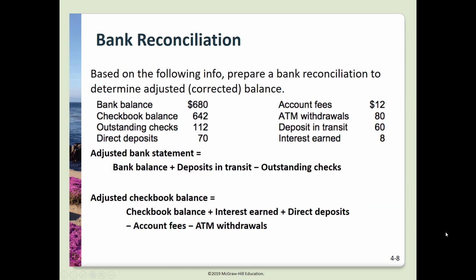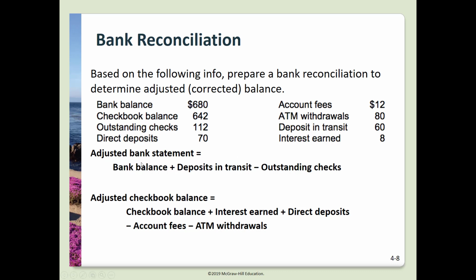In this last problem, we're going to be working with bank reconciliation. So you're going to be given some information here, and you'll be asked to prepare a bank reconciliation to determine the adjusted or corrected balance. So in the homework, you'll see it as a chart with some boxes that you'll fill in the blank. But here we're just going to work it out in the different pieces to make sure we identify the correct number and what the final balance is for our bank statement and our checkbook.